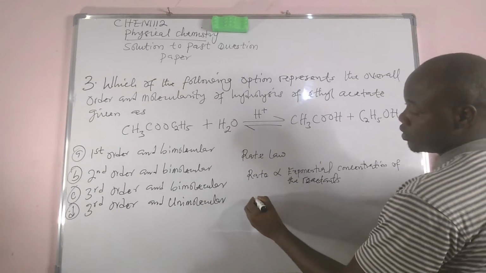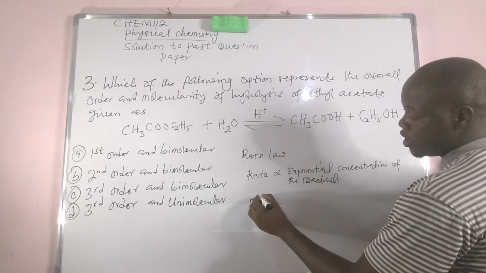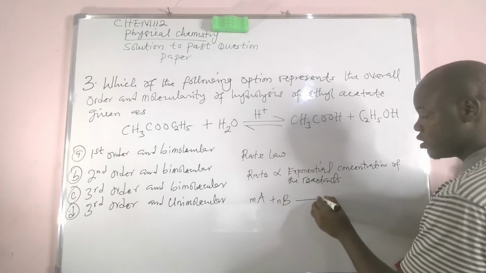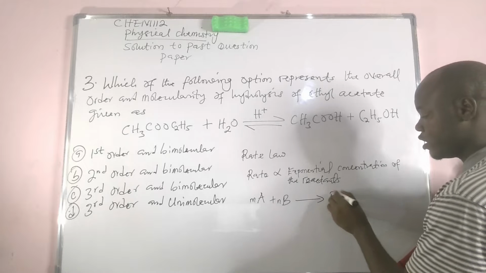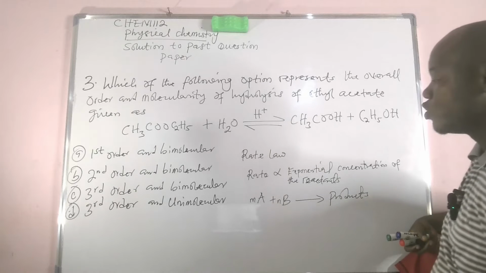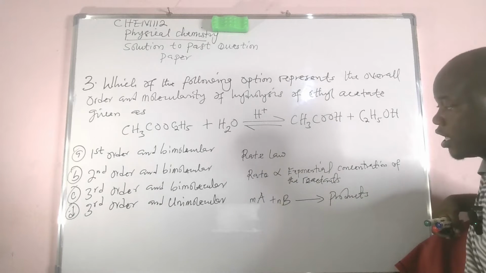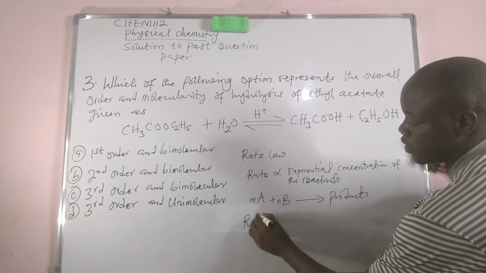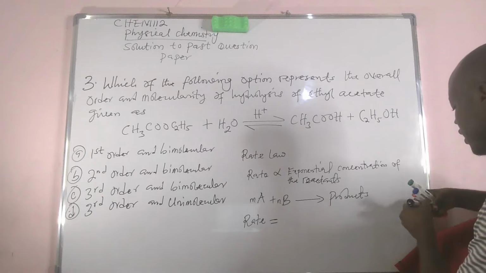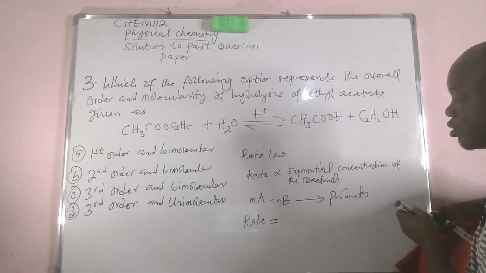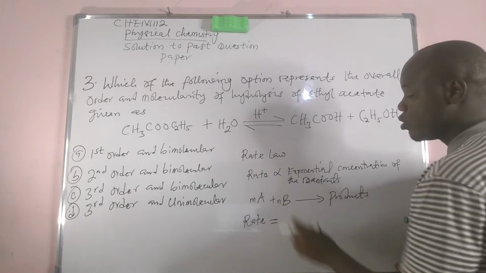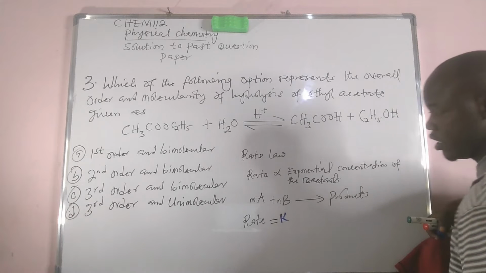Let's say we have Ma plus Nb is equal to T, that is products. So how do we express rate here? So rate is equal to, remember, whenever there is a proportionality, we must introduce a constant. So because here we have proportionality, we are going to remove it and introduce a constant.